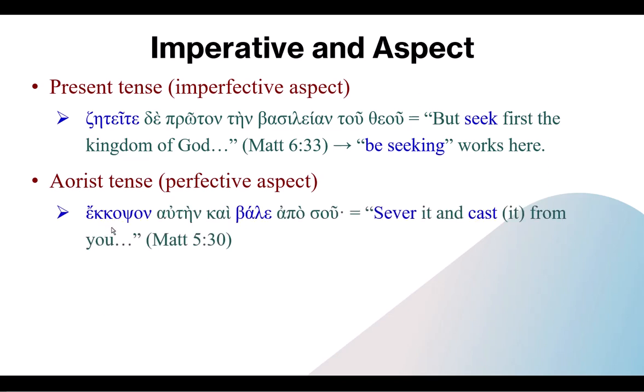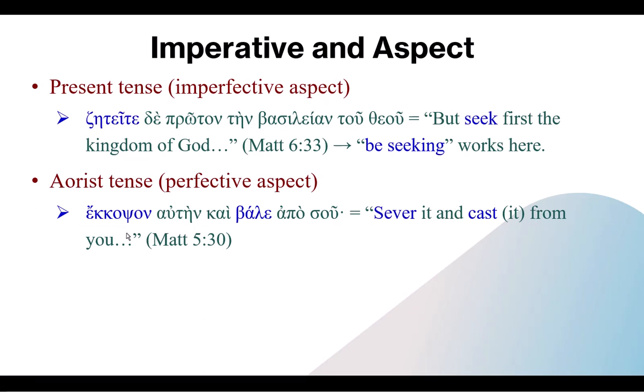So here we have ekkopson auten kai bale apo sou. And so it's the idea of sever it or cut it off and cast it from you. What leads up to that is if your right hand causes you to sin, cut it off and cast it from you. Ekkopson is aorist active imperative, second singular from ekkopto. And then we have a second aorist here, bale, aorist active imperative. In this case, cut it off or sever it and cast it from you. We're not looking at the action as a process, we're looking at it from outside as a whole.